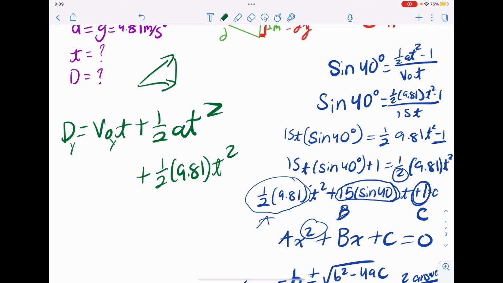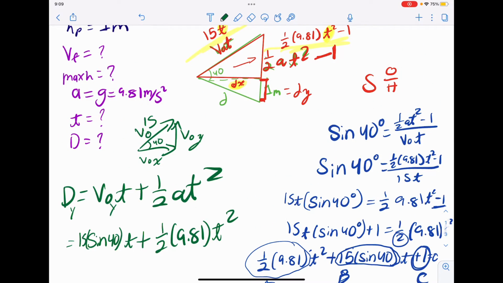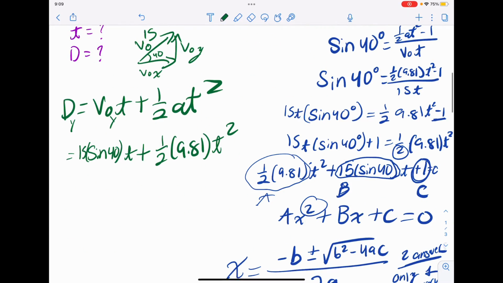So this will be v initial. This will be v initial in the y. This is v initial in the x. This is 40. So v initial in the y is sine of 40 times the hypotenuse, which was 15, right? t. And then the displacement in the y. What was the change in the y? From here to here, 1 meter. So minus 1 meter.